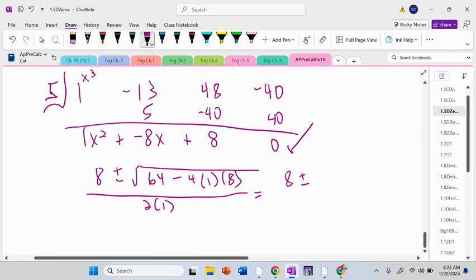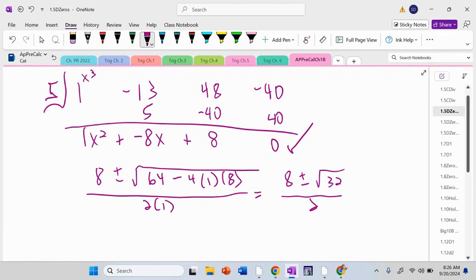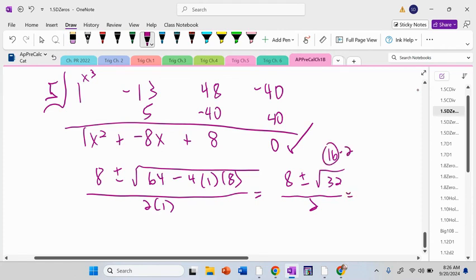Okay, 8 plus or minus. Hey, at least this is subtract. Hey, 4 times 8 is 32. 64 minus 32 is 32. 32 is, you know what? It's 4 times 8, someone might go to, but then 8 is another 4. That's because 32 is 16 times 2. That's a better product. What's the square root of 16, everybody? 4. So it's 8 plus or minus 4 root 2 all over 2.